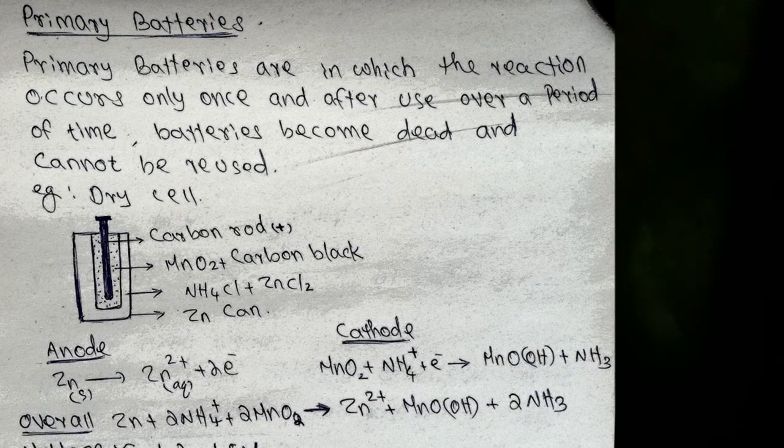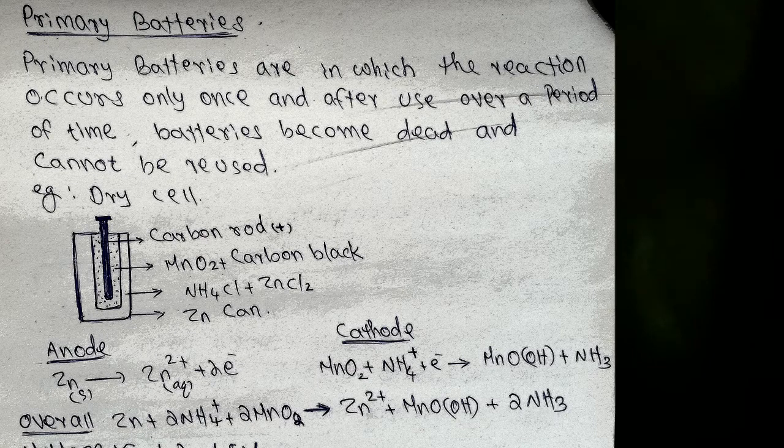There are two types of batteries, primary batteries and secondary batteries. Now we discuss primary batteries. Primary batteries are batteries that can be used only one time. They cannot be used again and again by recharging. In primary batteries, the chemical reaction takes place in only one direction, only once. After that the battery is dead and useless. That means primary batteries can be used only one time.